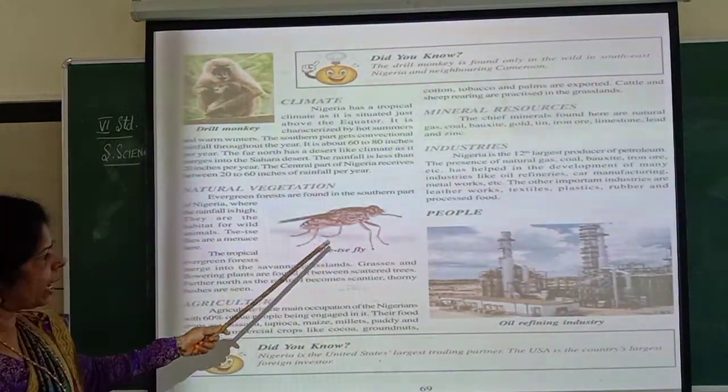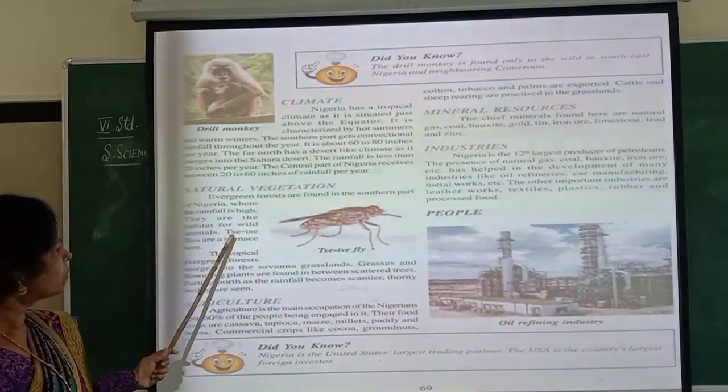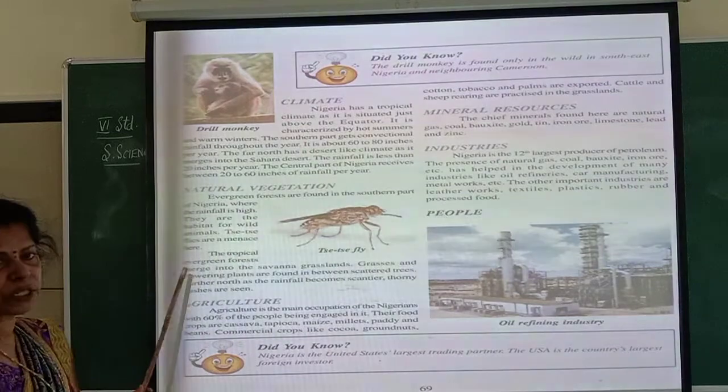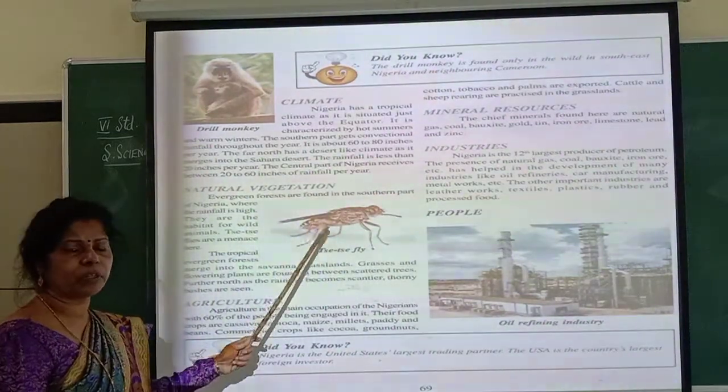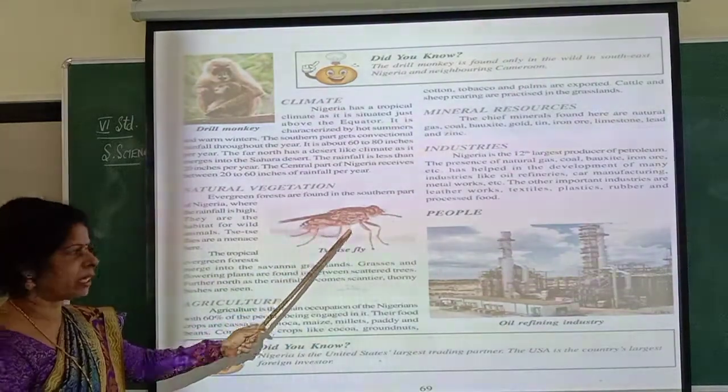There is one fly, a special type of fly called tsetse. Here T is silent. So tsetse flies are a menace here. So you find more amount of these tsetse flies. They are given in the figure, you can see that.